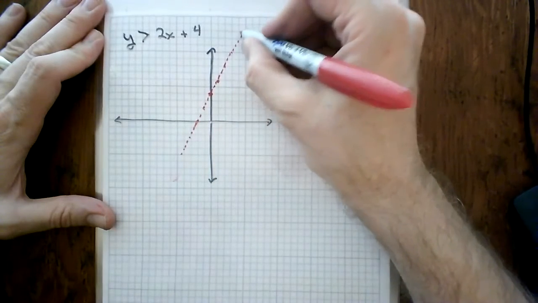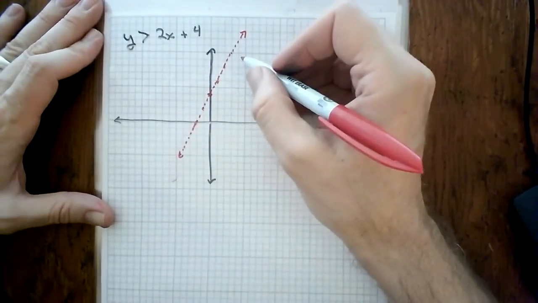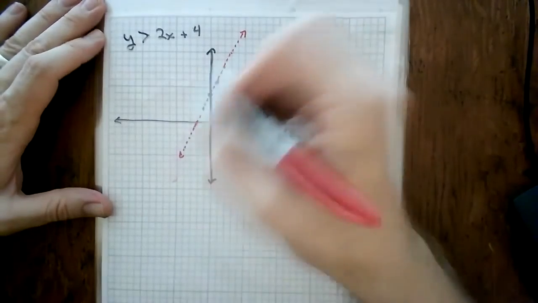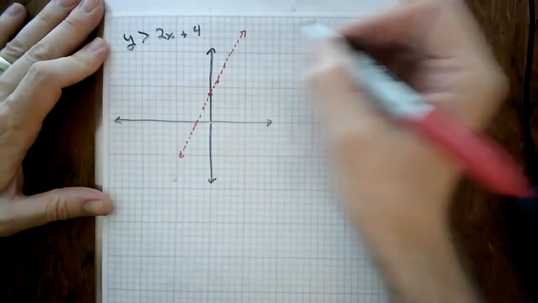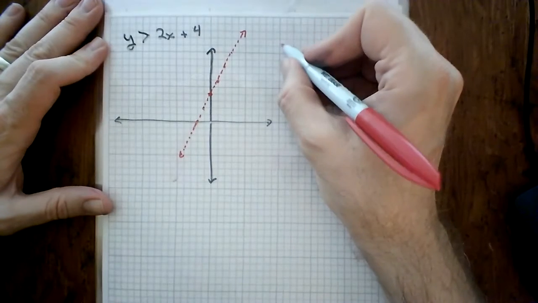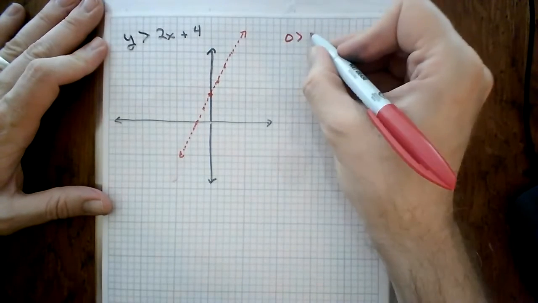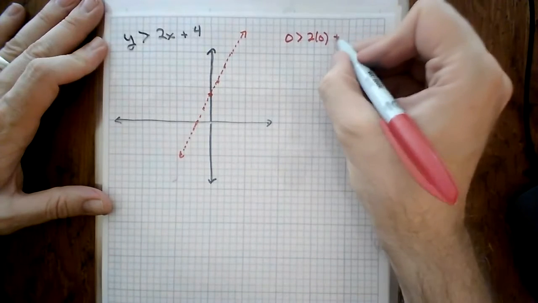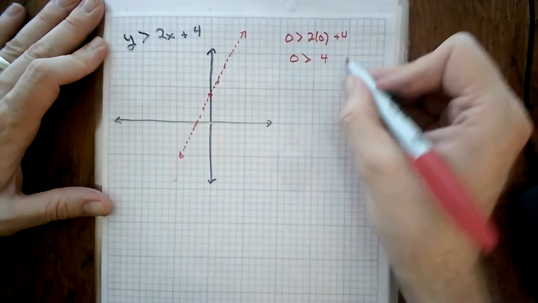Because it cannot equal, it's not equaling anything on the line. The line here is just our boundary. This is just the boundary. Now let's try plugging in 0, 0. So if I were to say, is 0 greater than 2 times 0 plus 4? No. Is 0 greater than 4?